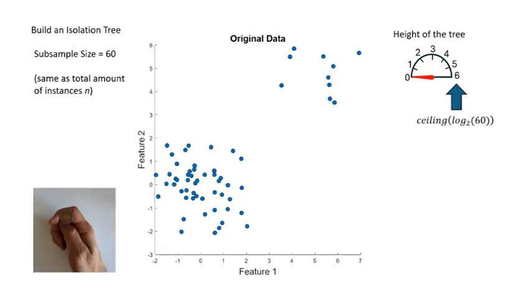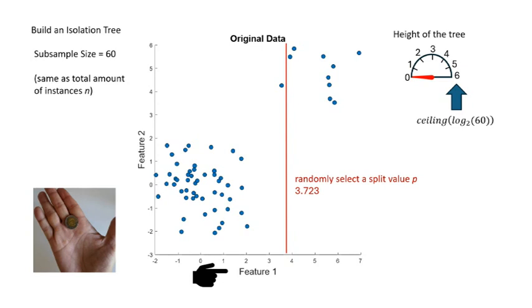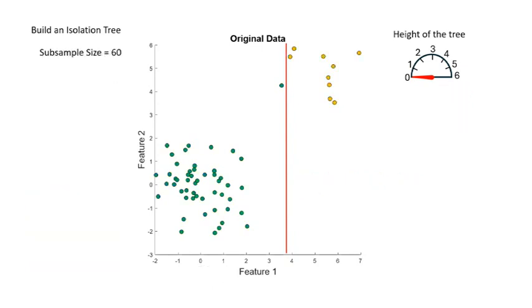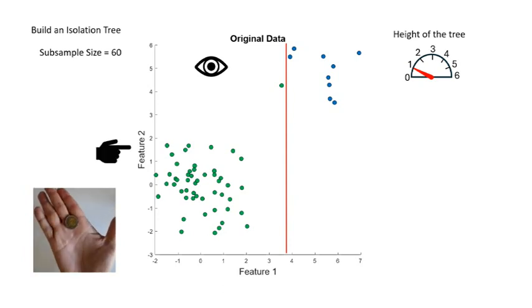First, we need to select a feature randomly. Also randomly, a split value is selected that will separate the instances into a left and right side. We continue doing these two steps, but before, we need to increase the height of the tree. Working with the left data, we once again randomly select a feature and a split value.